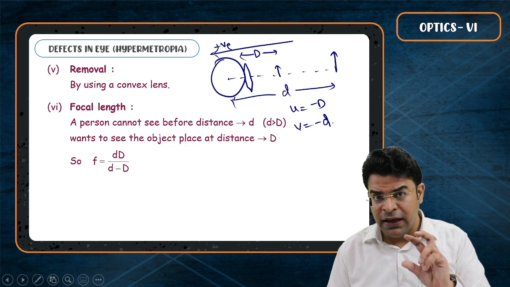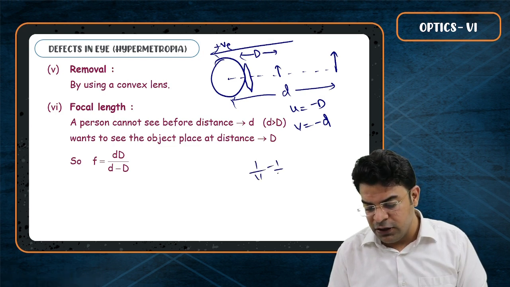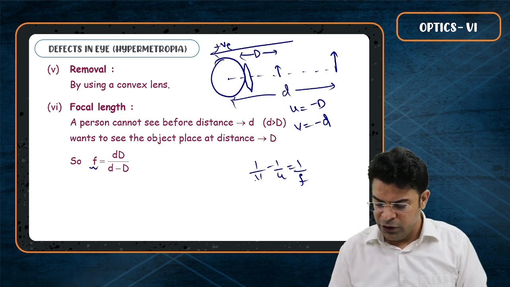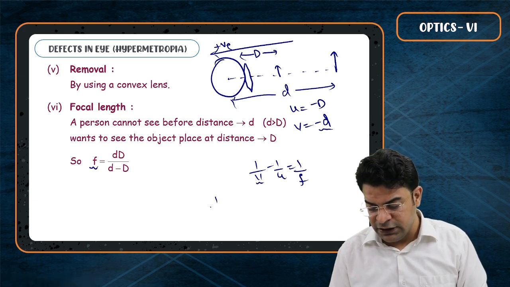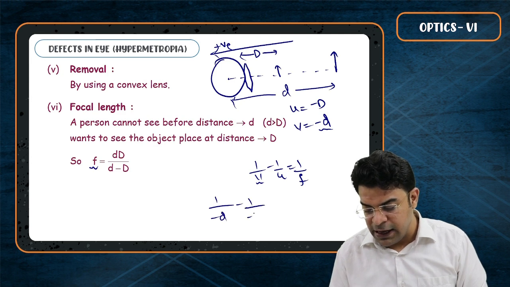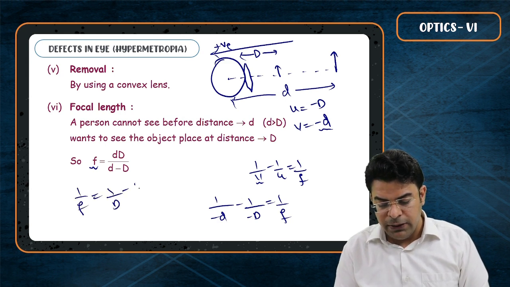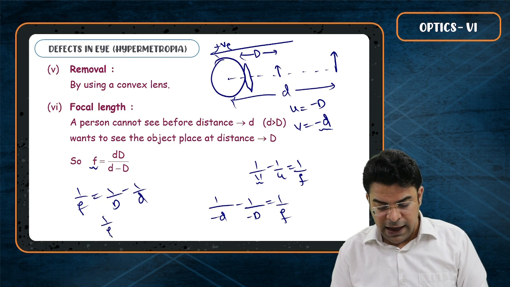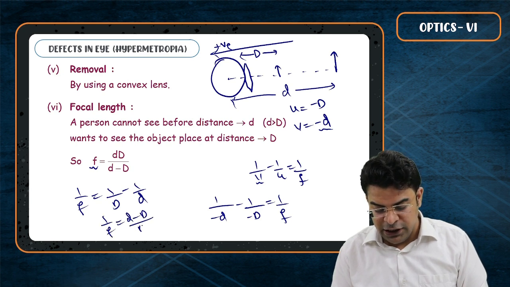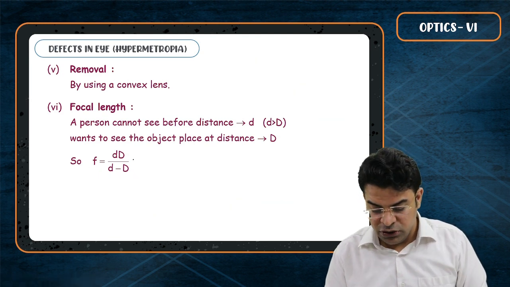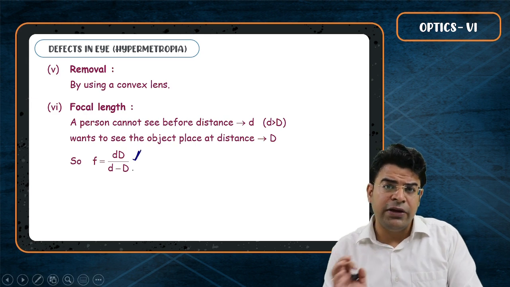And using the lens formula 1 by v minus 1 by u equals 1 by f, you can find the focal length. How? Substitute the data. In place of v, you will substitute minus small d. So 1 by minus d minus 1 by minus capital D equals 1 by f. So what you get here, kids, is 1 by f equals 1 by D minus 1 by small d. So 1 by f comes out to be (d minus D) by dD, or the focal length comes out to be small d into capital D upon small d minus capital D. So you need to remember this formula, and that will make your life easier.